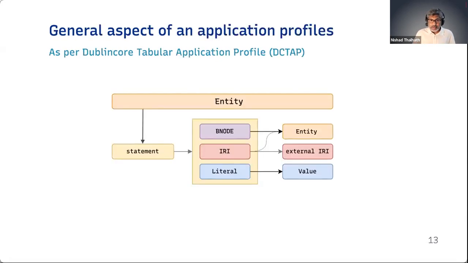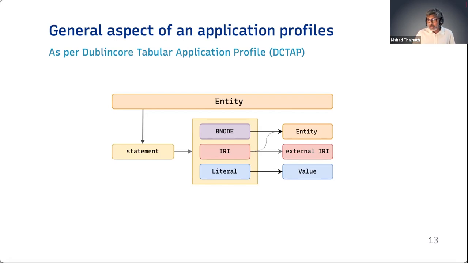When we look into an application profile, this model is borrowed from the Dublin Core Tabular Application Profile, or DCTAP, concept. In DCTAP, we define an entity, or shape, which has statements in it. The statements can be either a BNode, an IRI, or a literal. BNode and IRI are non-literals, and a literal is just a value. But in the DCTAP model, a BNode or IRI can be linked to another entity, or it can be another entity.